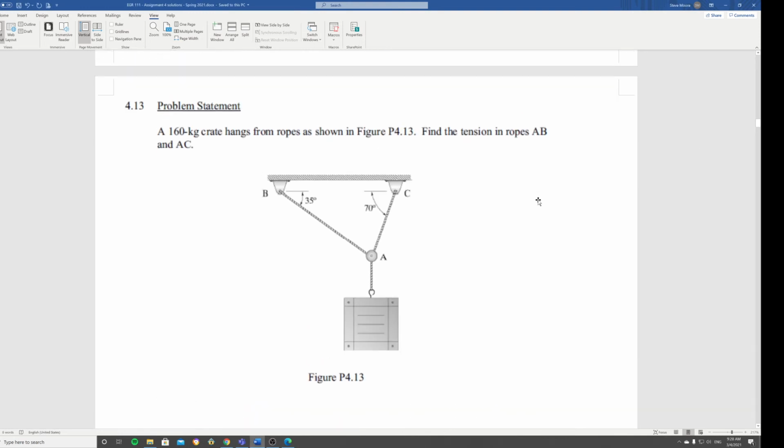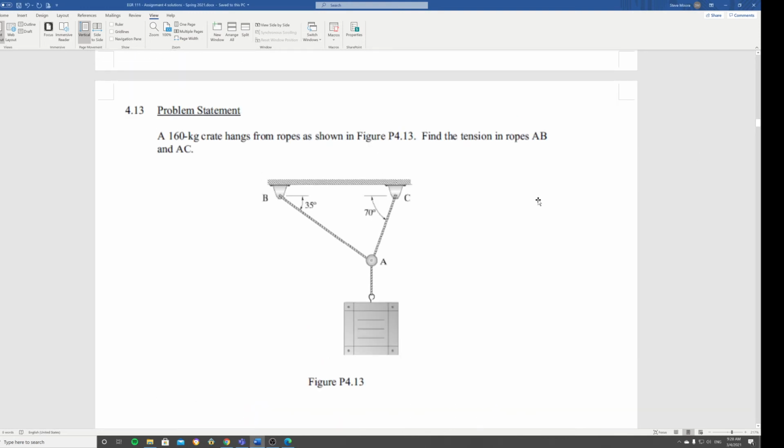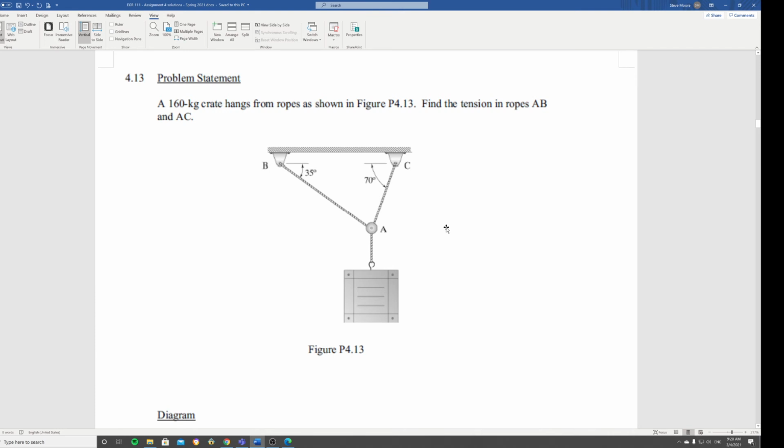Okay, I'm going to take a look at problem 4.13, and this is a problem where you have a 160 kilogram crate hanging from the ceiling, and you're looking for tensions in two ropes, AB and AC. Now, what we can see right when we start off is that we have two unknowns. We don't know the tension in either of these cables, either in AC or in AB. So that tells us that we need to have at least two independent equations for this, all right?